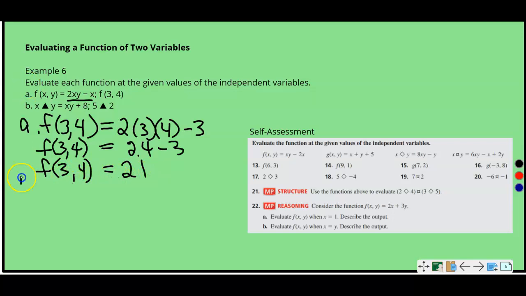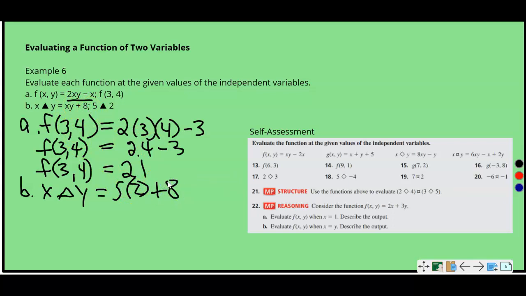All right, so for B part, okay, so they're using the triangle here instead. So instead of using f of x, they're just going to say x triangle y equals, and then x y plus 8. So we know that x would be the first variable, so 5. So we're going to put in 5. And then we're going to multiply that by our y value. It gives us our y value here of 2. And then it says to add 8.